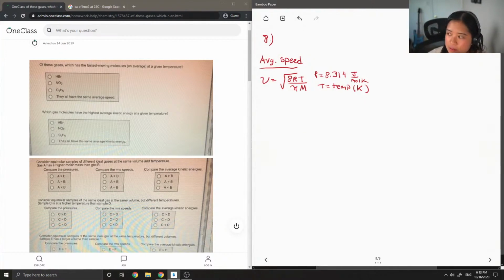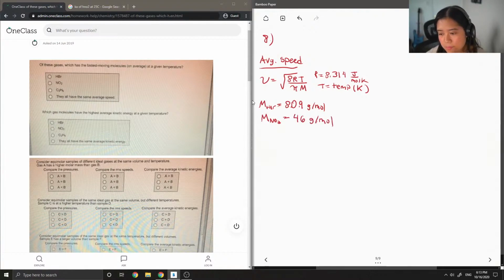So I'm just going to write down all the molar masses for the gases that were given. For HBr, it's like 80.9 grams per mole. For NO2, it's like 46 grams per mole. And then lastly, C2H6 is only 30 grams per mole. So therefore this one is the fastest.